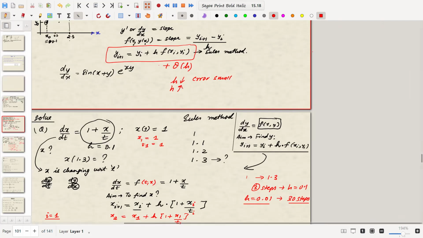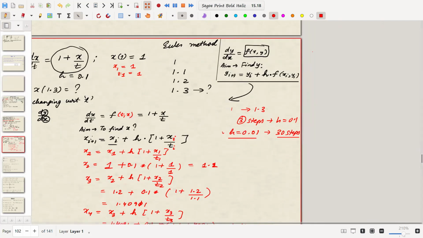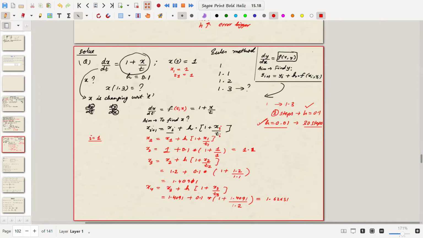H is big, error is big. Okay, got the idea? So therefore, I suggest you take h equal to 0.01 and then h equal to 0.1 and plot the solution. You will see the difference and plot the actual solution. You will see for h equal to 0.01, your approximate solution will be very close to the original solution. Whereas in h equal to 0.1, which you did, the error will be a bit bigger. You got the idea, I hope.